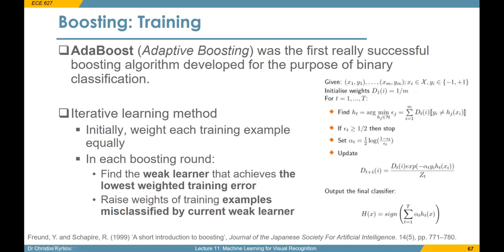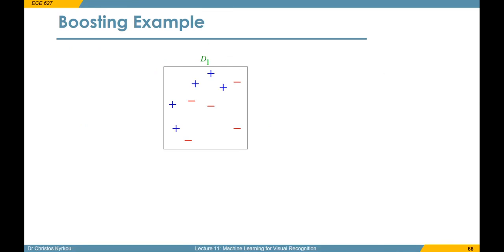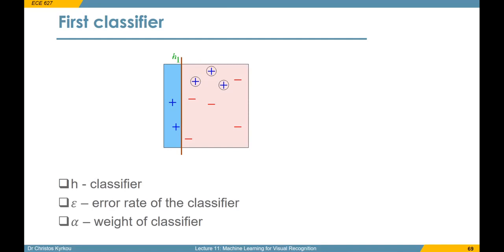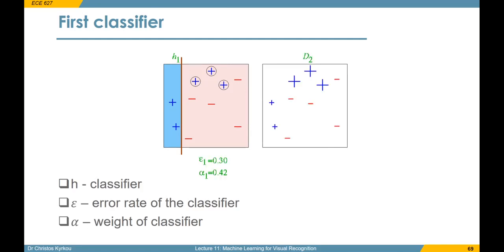So looking at a visualization as an example, we have our data set here. We have the positive and the minus data, and all samples at the moment are weighted equally. So we are in the classification process, and we return with this particular classifier. The error rate of this classifier, the weighted error rate, is 0.3, and it has an alpha of 0.4.